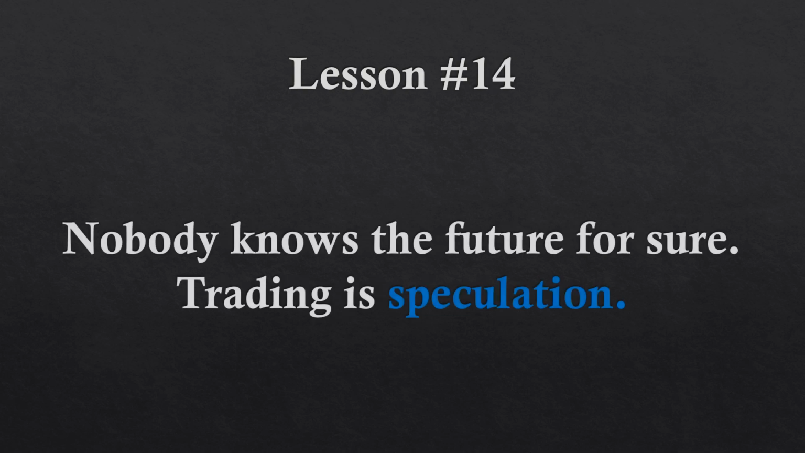Lesson number 14. Nobody knows the future for sure. Trading is speculation. The term speculation has a bad connotation, but trading is in fact a way of speculating about the future of price in a methodic manner. Various trading methods and techniques aim to increase the chances of success, but it should be clear to you that there is no such thing as a strategy, technique, or method that will produce 100% positive results. It is not possible since we are dealing with the uncertainty of the future.